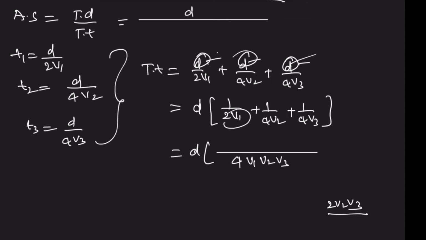So what is the rule? This 2 V2 V3 is multiplied with the numerator of this one. So what is the numerator here? 1. So 1 into 2 V2 V3. Then we get 2 V2 V3.